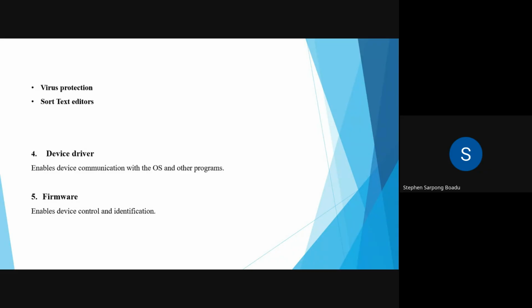So if you move your mouse and it's moving, that is the firmware. We have firmware in routers, in printers, even in your mobile phone, your smartphones. All right, so that is it about system software. So firmware ends system software.